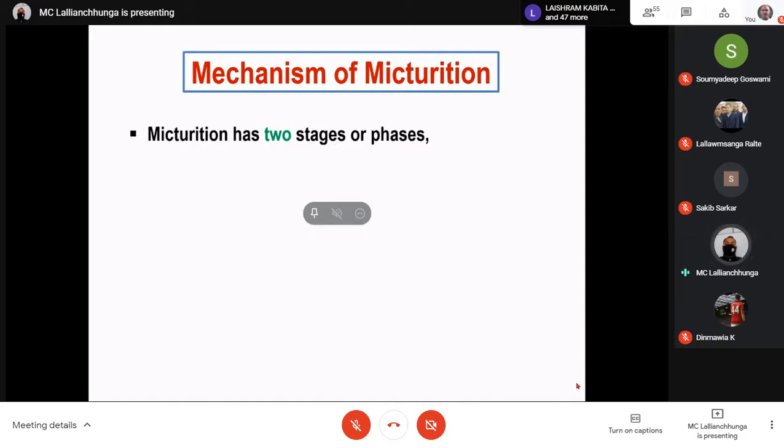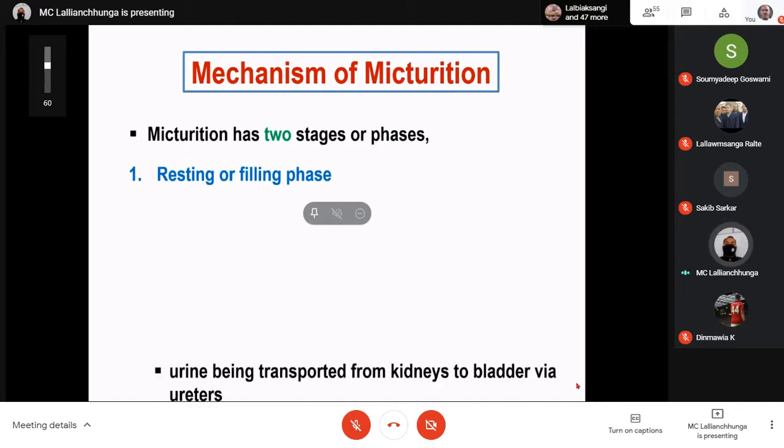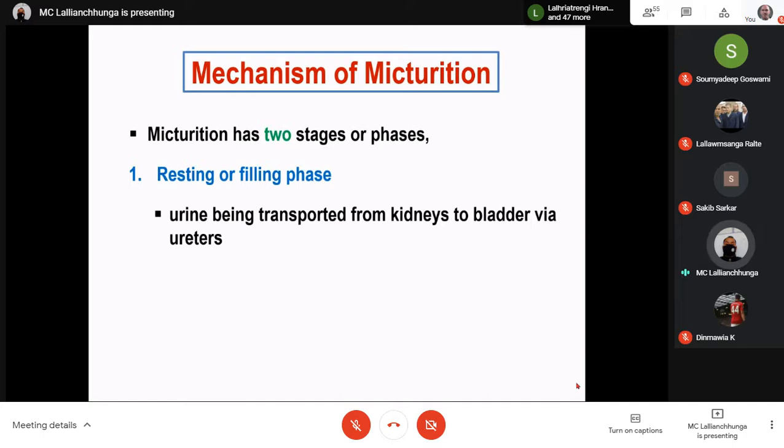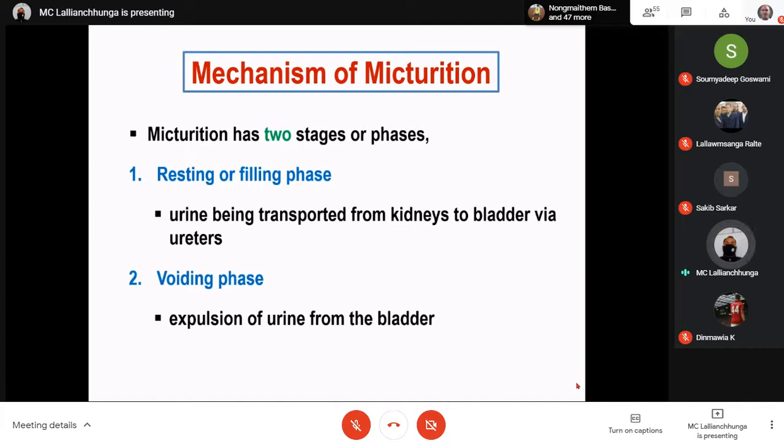Okay, so micturition has two stages or phases. Number one is the resting or filling phase. Okay, so during the resting or filling phase, urine is being transported from the kidneys to the bladder via the ureter. So we all know urine is formed by the nephrons, okay, and that is flowing towards the papilla, calyces, all these things, ureters, and then to the urinary bladder. Okay, so the second stage of micturition is the voiding phase. It is simply expulsion of urine from the bladder. Okay, expulsion of urine from the bladder.